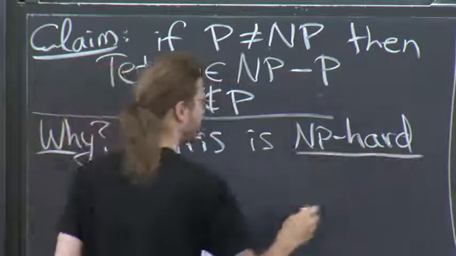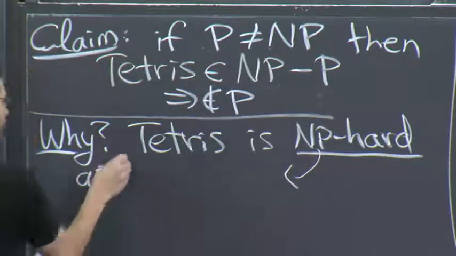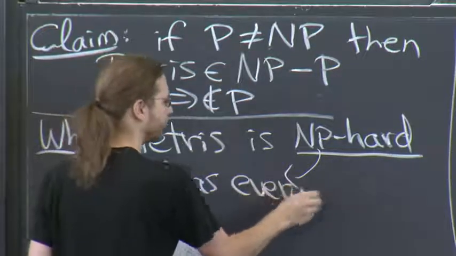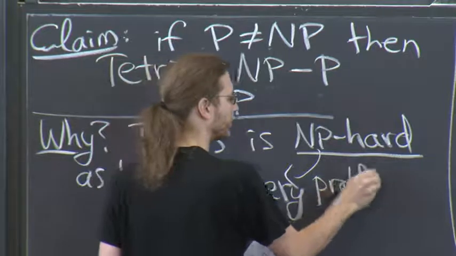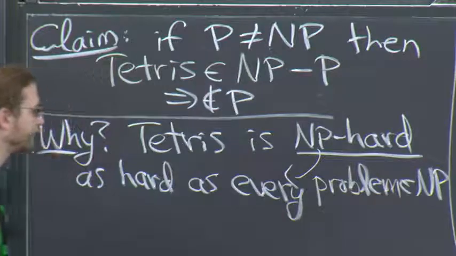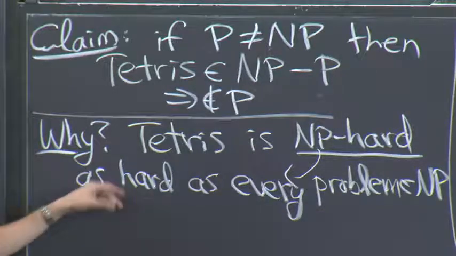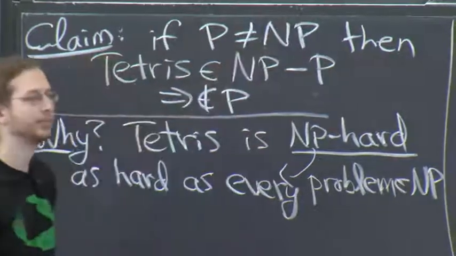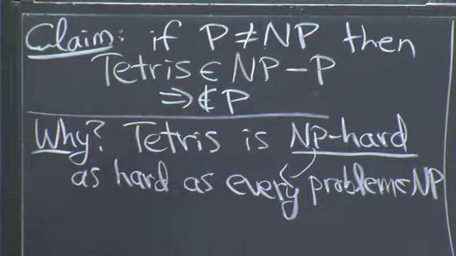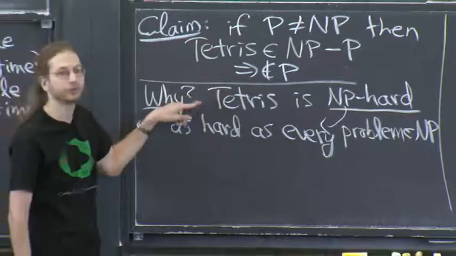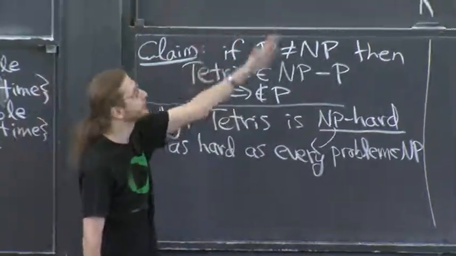What does NP hard mean? This means as hard as every problem in NP. I can't say harder than because it's non-strict. So it's at least as hard as every problem in NP. And that's why I drew it at the far right. It's sort of the hardest extreme of NP. Among everything in NP you can possibly imagine, Tetris is as hard as all of them. And therefore, if there's anything that's harder than P, then Tetris is going to be harder than P because it's as far to the right as possible.